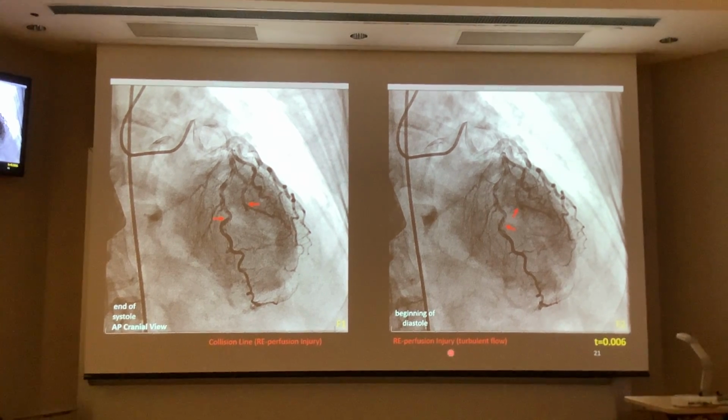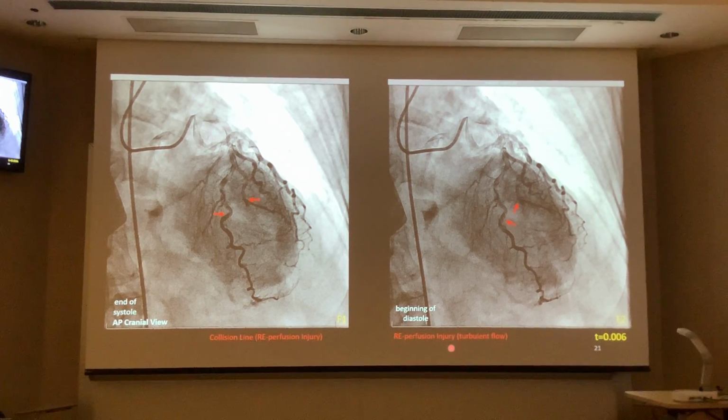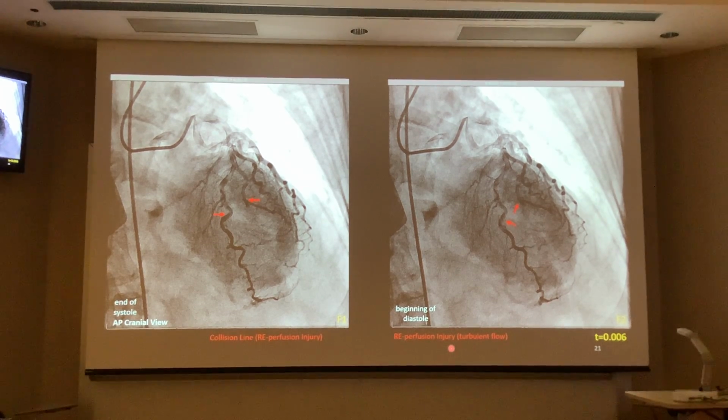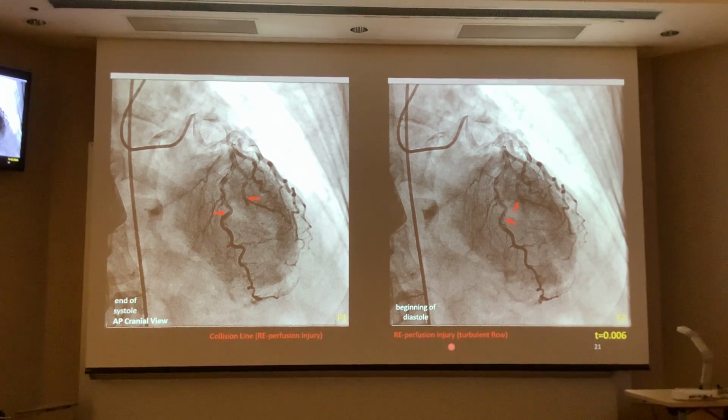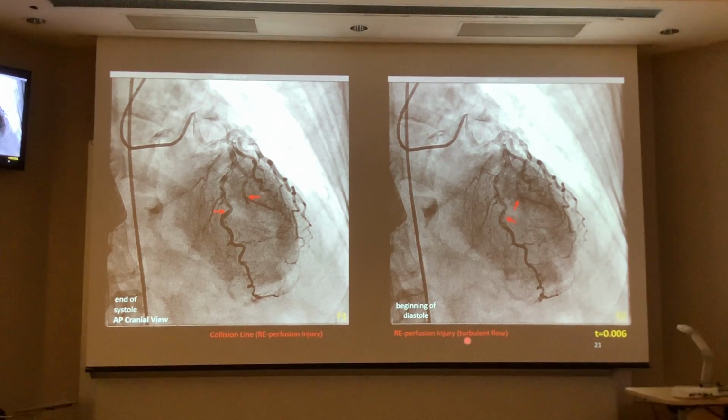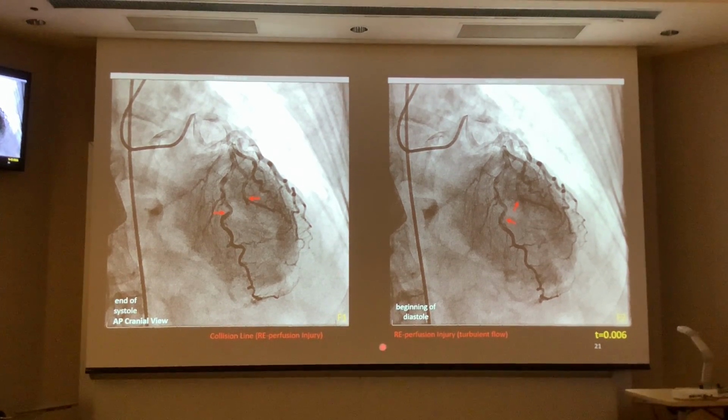Turbulence inside the arterial lumen can cause damage to the intima, just like what we see in industrial piping. When there's turbulence of water and air bubbles in the pipe, the inner coating of the pipe becomes pitted and damaged. In the case of coronary arteries, we call this type of injury, in this instance, reperfusion injury.